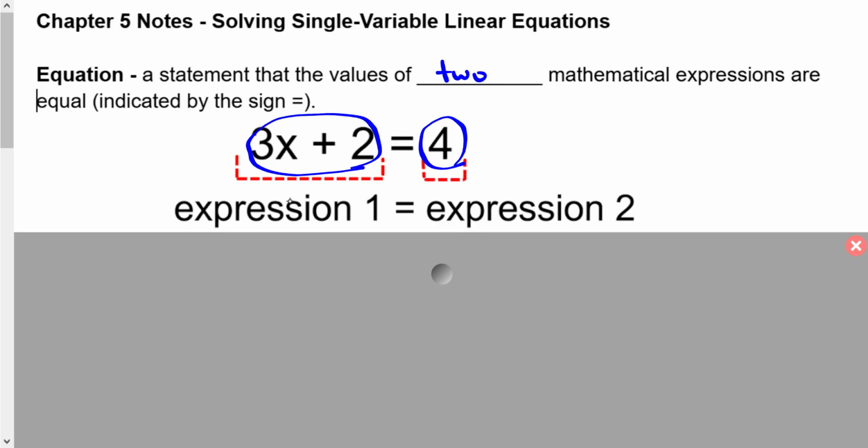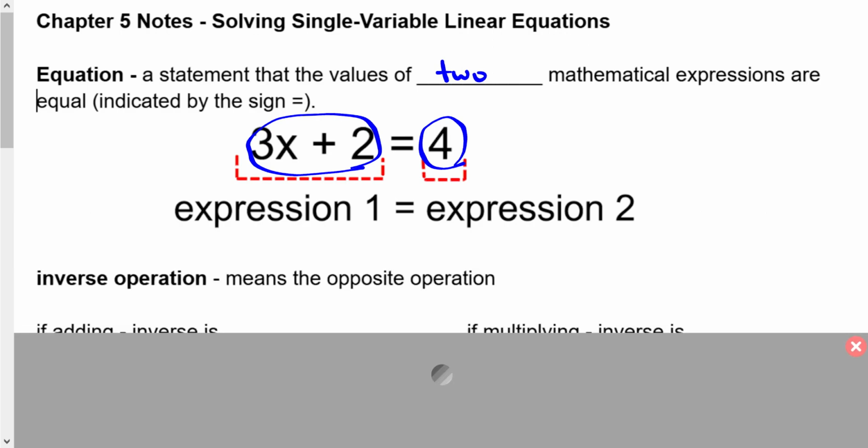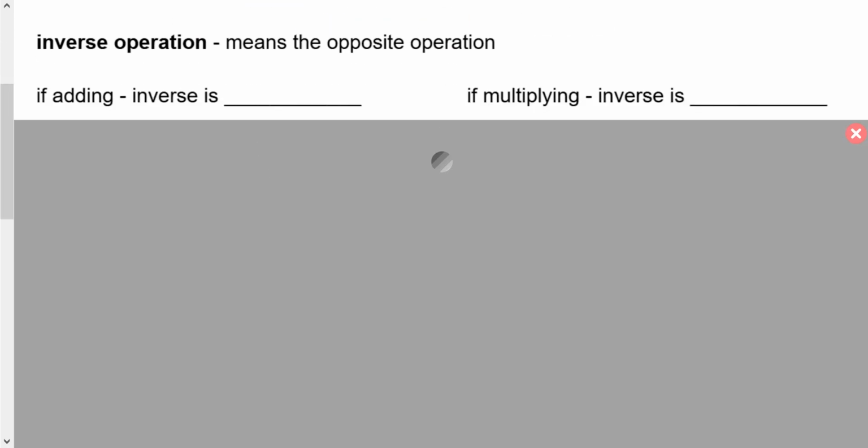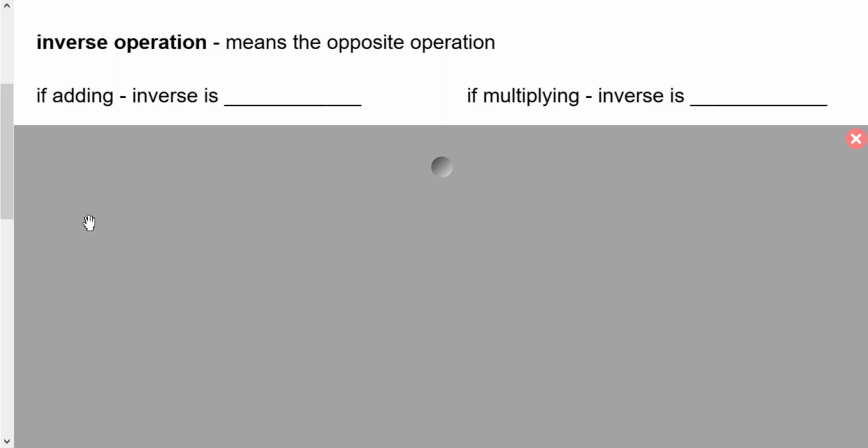In this case, we don't know what the x is, but we know 3 times x plus 2 really is the same as 4. Okay, this equal sign says left side is equal to the right side, and that's a huge idea. And so when we go to solve these, we're going to be using something called inverse operation, and it just means the opposite. So if we're adding, we're going to do the opposite. The inverse for adding is simply subtracting. So what's the opposite of multiplying?